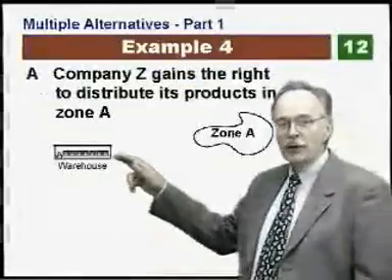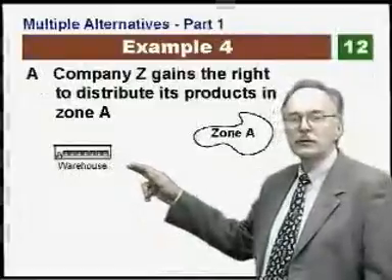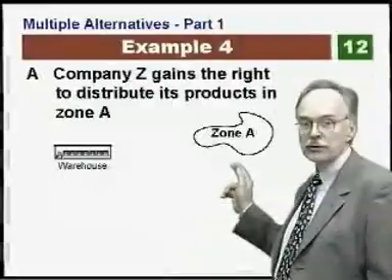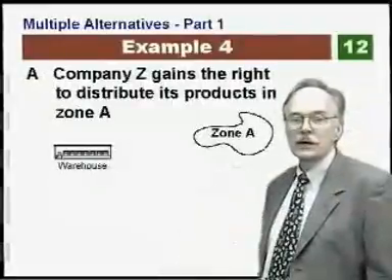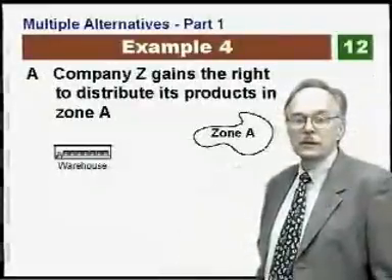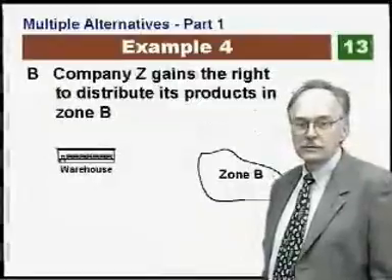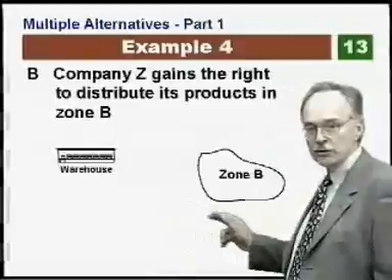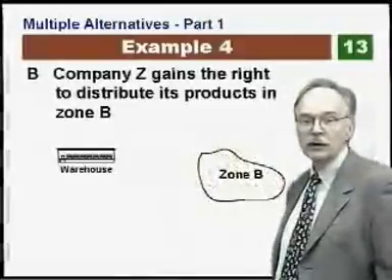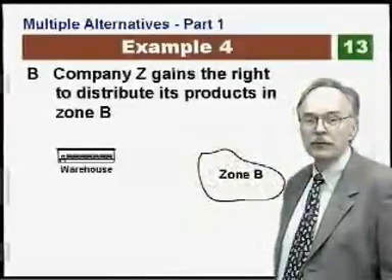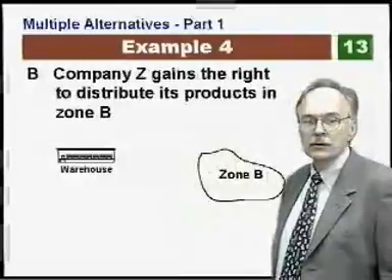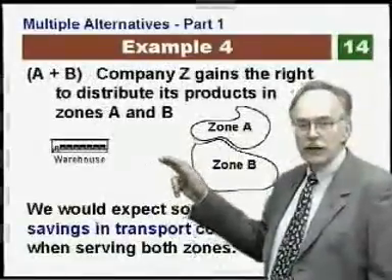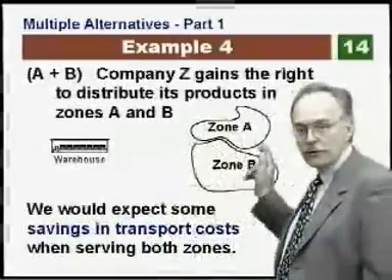Let's imagine that you have a company and you have a warehouse and you're thinking about gaining the distribution rights to distribute your products in Zone A. That's alternative A. Alternative B is for the same company to gain the rights to distribute products in Zone B, where Zone B is adjacent or very close to Zone A. So then it makes sense to consider the combination where you get the rights to obtain both A and B.